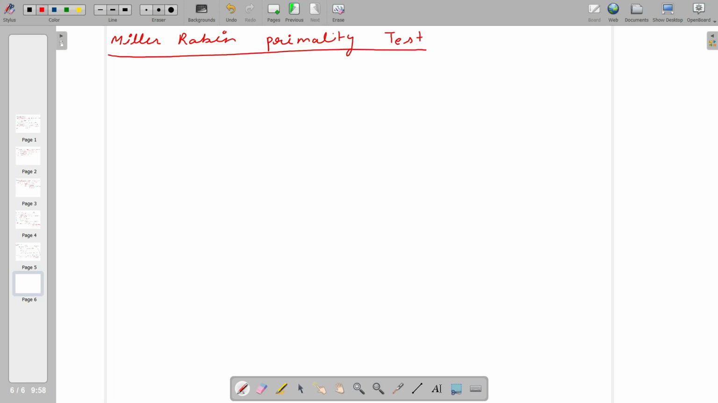Miller-Rabin Primality Test. So let's say what this test says. We all know that prime numbers are always odd numbers, and an even number cannot be a prime because it will definitely be divisible by 2. So let P be a prime which is also an odd number.